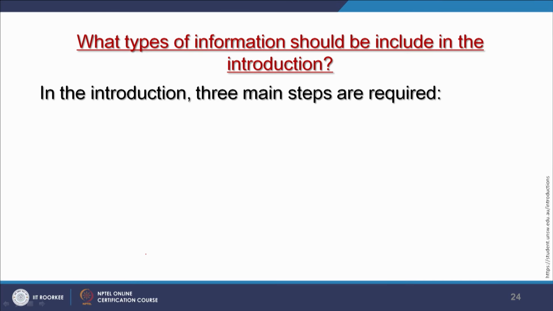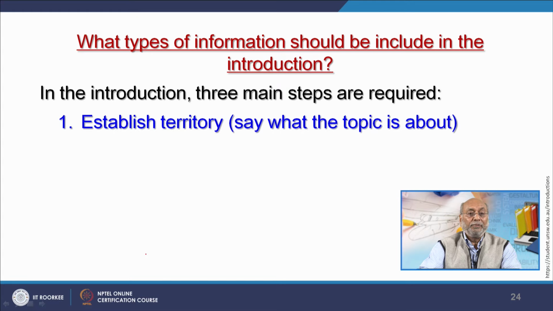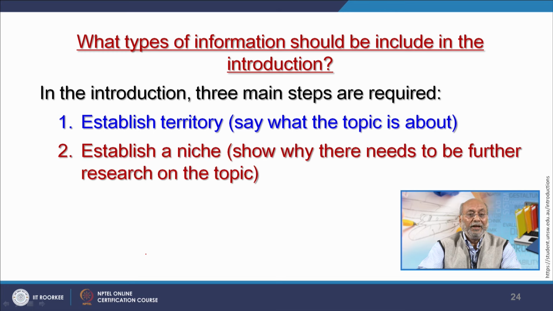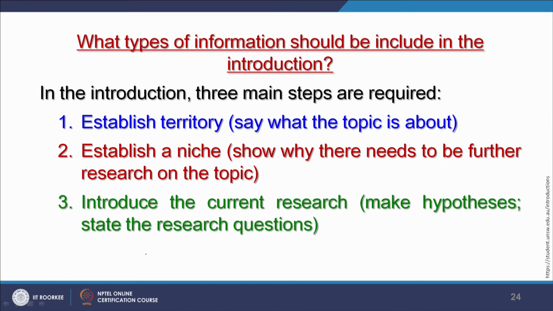So what type of information should be included in the introduction? There are 3 main types. First, the established territory, saying what the topic is about. Second, establish a niche, showing why there needs to be further research on the topic, why you have done that work. You should show that these were the gaps and this research work is trying to fulfill those gaps. That is important. Third, introduce the current research, which we have already discussed indirectly. Make the hypothesis and state the research questions.